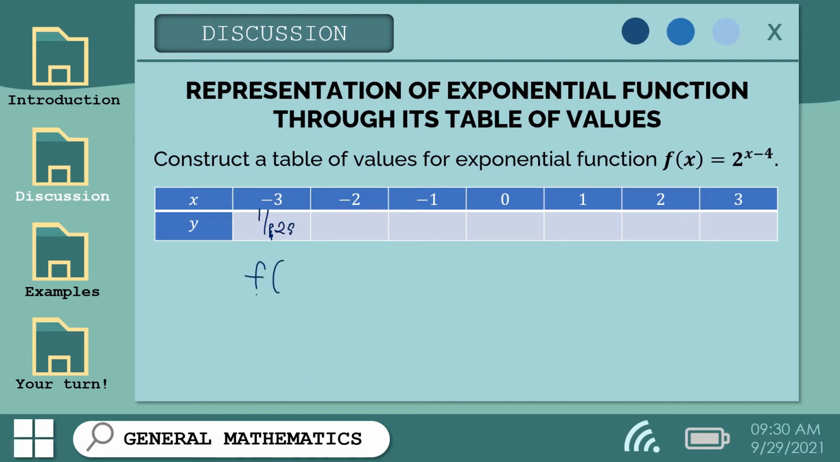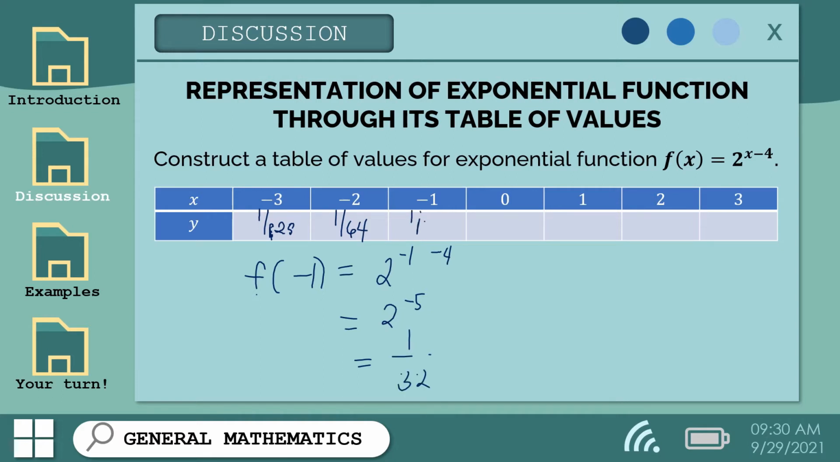Next naman, f of negative 2. So, ganun din, we have 2 raised to negative 2 minus 4. Solve natin, we have 2 raised to negative 6, or that is 1 over 2 raised to 6. At ang 2 raised to 6 ay 64, so 1 over 64. Next naman, paano kung negative 1 naman daw? Negative 1. So, ganun din, we have 2 raised to negative 5. And that gives us 1 over 32.